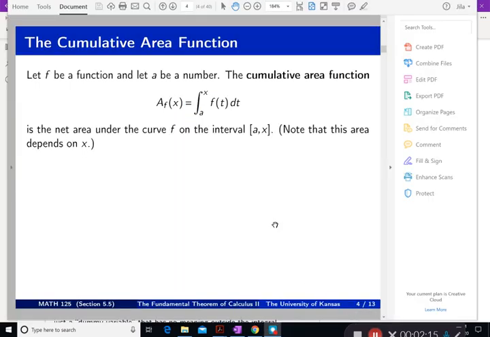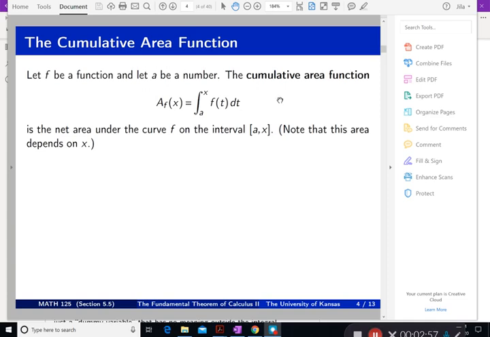The cumulative area function. Let f be a function and let a be a number. The cumulative area function A sub f of x is going to be the integral from that number a to x, where x could be anywhere in the domain, of f of t dt. See, we're using f of t dt, and t is different from x. Basically t is a dummy variable inside, and all we wanted to do is to make a difference between that t and the x that is going to be the actual variable after integration.